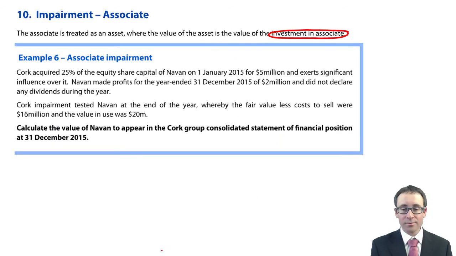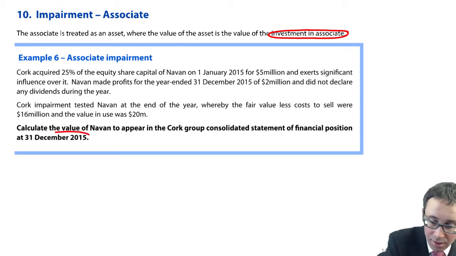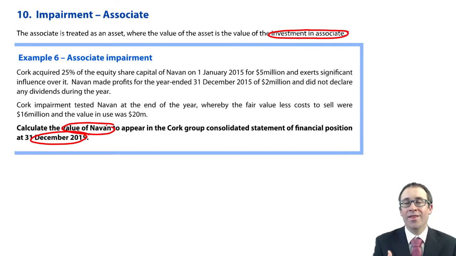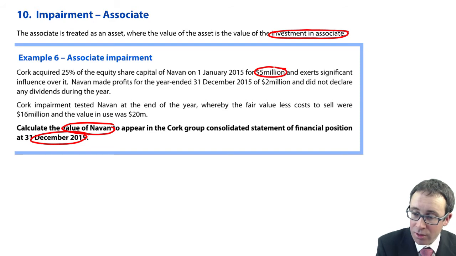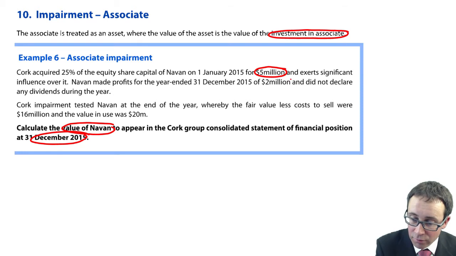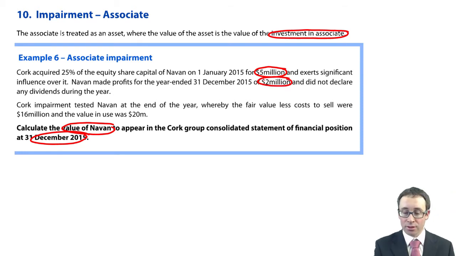So what we've got there, it says calculate the value of NAVN to appear in the Cork group consolidated financial statements at December 2015. So here it doesn't want us to work out the actual impairment. It says what's the value of NAVN. So presumably that is the value of the associate after any impairment. It says Cork acquired 25% of the share capital of NAVN on the 1st of Jan 15. So that's the start of the year, for $5 million and exerts significant influence. NAVN made profits for the year of $2 million and did not declare any dividends.